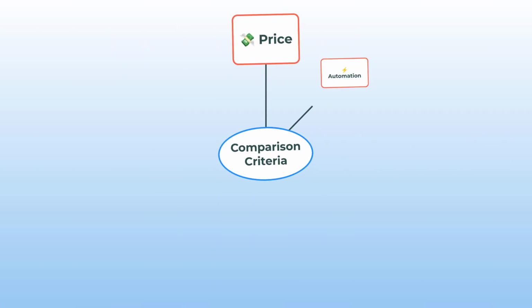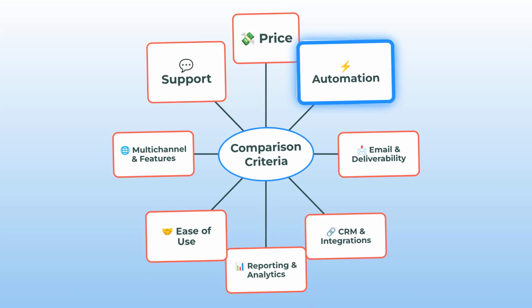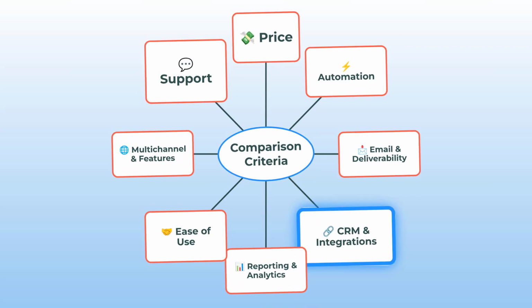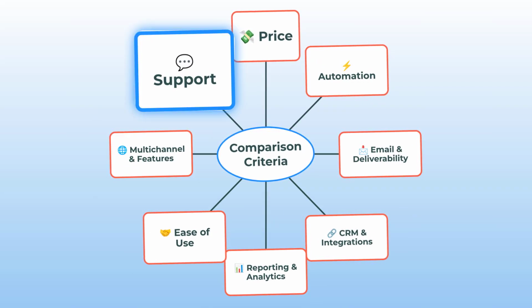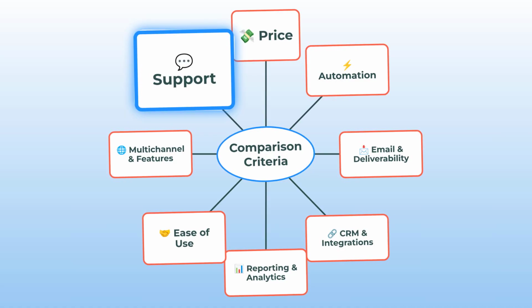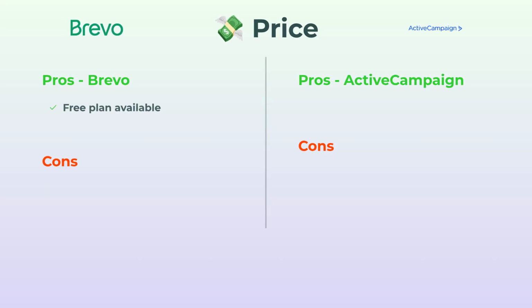Okay, here's the plan. Let's pull up a mind map of all the stuff we're gonna look at. Pricing, automation, email and deliverability, CRM and integrations, reporting, ease of use, multi-channel features and support. That's honestly everything you care about when you're choosing between these two. Let's kick it off with price.